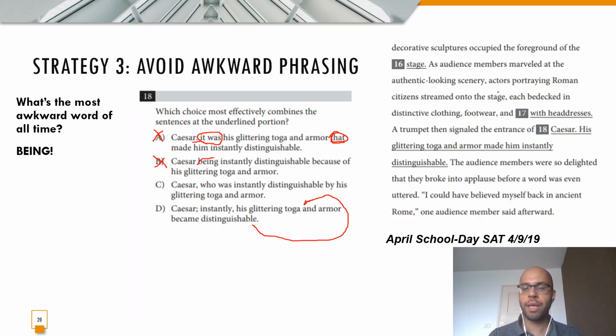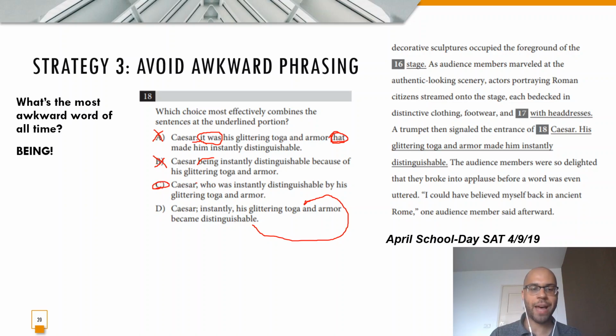And so, if we look at our context a little bit, we have all these actors portraying Roman citizens. How do we recognize Caesar? How does the audience know that this is Caesar? Well, it's because he was distinguishable by his glittering toga and armor. He was set apart from the rest of the soldiers. And therefore, C is best.